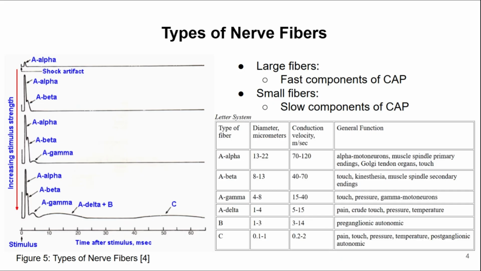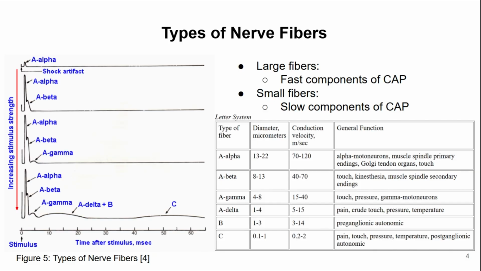So the different diameter not only affects the threshold required to generate action potential, but it also decides the conduction velocity of that particular neuron. Larger fibers have higher conduction velocities and thus contribute to the fast components of compound action potential. On the other hand, smaller fibers have lower conduction velocities and contribute to slow components of compound action potential. So depending on these peaks, we can categorize a neuron into different bands.